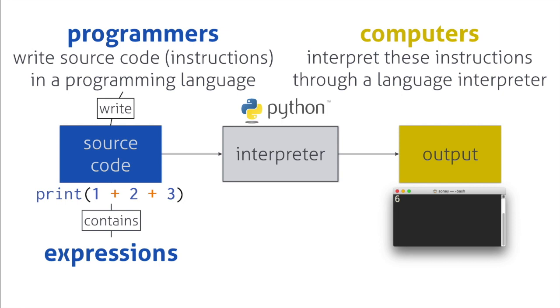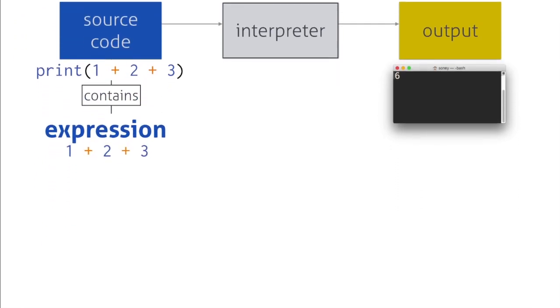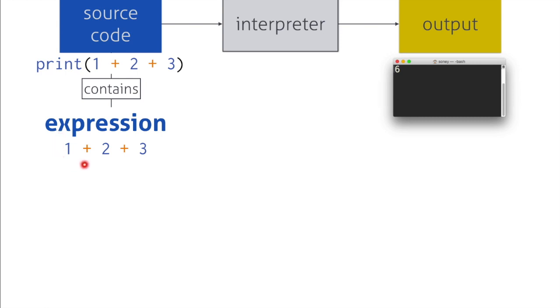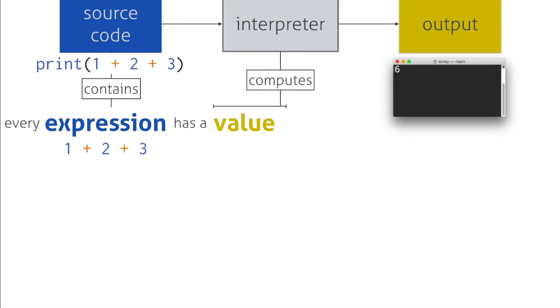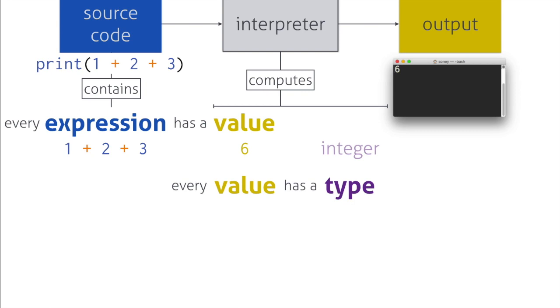Source code contains what are called expressions. For example, in this source code, 1 plus 2 plus 3 is an expression. So programmers will figure out the right expression to compute a value that they want, and the interpreter reads these expressions and computes their values. In the case of this expression, the value is 6. And every value in Python has what's called a type. For example, the type of 6 is an integer. And different types are good for storing different kinds of things. Integers are good for storing round numbers that don't have any fractions.